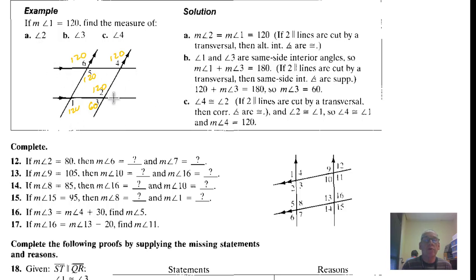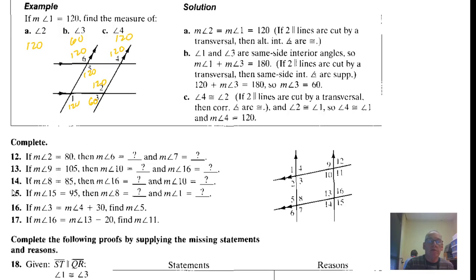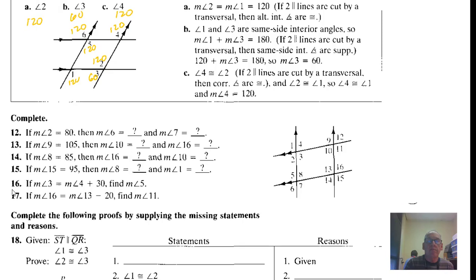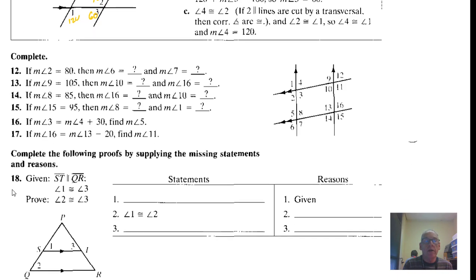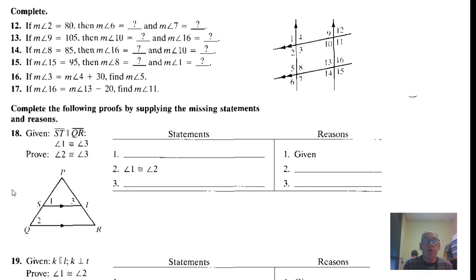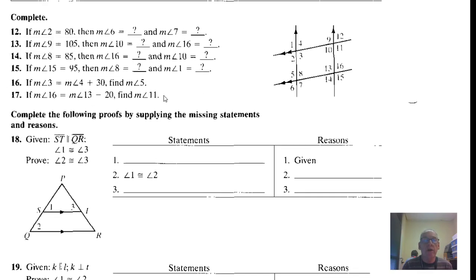Measure of angle 2 is 120. Measure of angle 3 is 60. And measure of angle 4 is 120. Okay, so we'll pretty much have to do the same thing, I think, for these exercises. It's better to take a little bit of time and completely solve the diagram and then answer the questions rather than to go step by step and zigzag back and forth in terms of the amount of time that it takes.